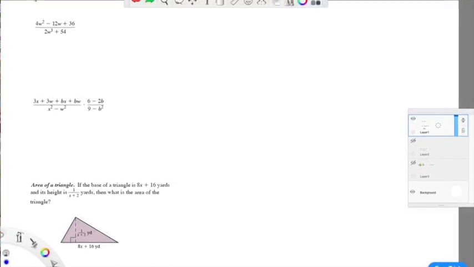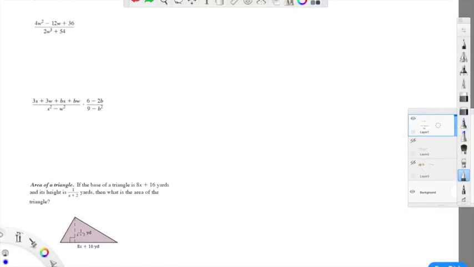Rational expressions are ratios of two polynomials where the denominator does not equal 0. Let's do a couple examples here. See, 4w minus 12w plus 36 can be factored, as can the denominator. First, let's factor out a common factor of 2.